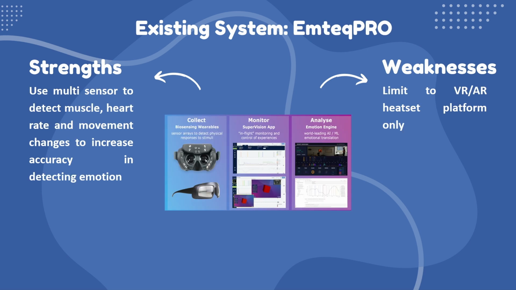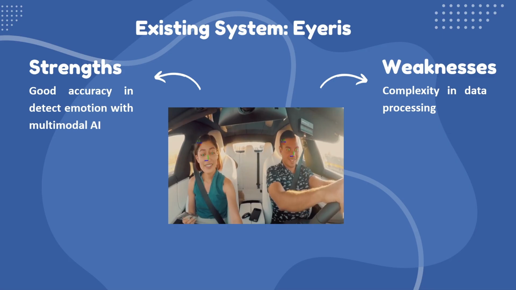And the third one is EmTech Pro, which uses multiple sensors to detect muscle, heart rate, and movement change to increase accuracy in detecting emotion. But the weakness is that it is limited to VR or AR headsets only. And the last one is Iris, which has good accuracy in detecting emotion with multi-modal AI, but the weakness is complexity in data processing.